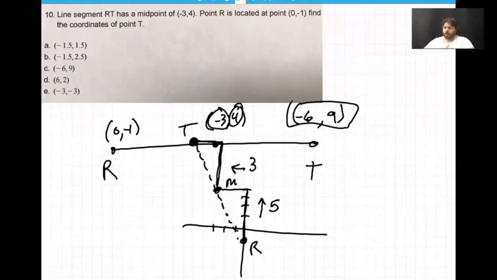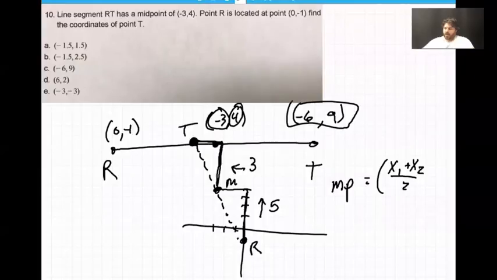Okay. Alternately, I can use the equation that says the midpoint is equal to x1 plus x2 cut in half, and then y1 plus y2 cut in half.